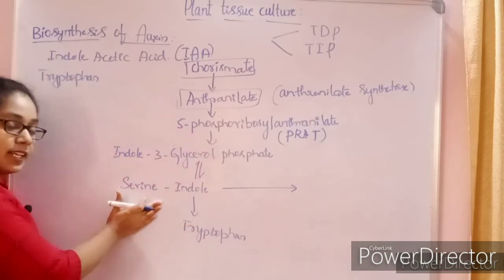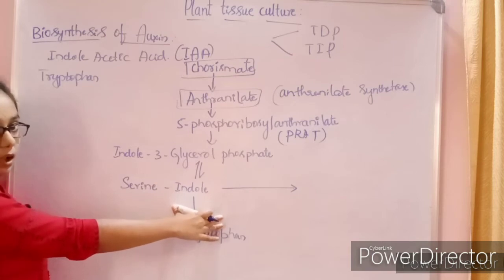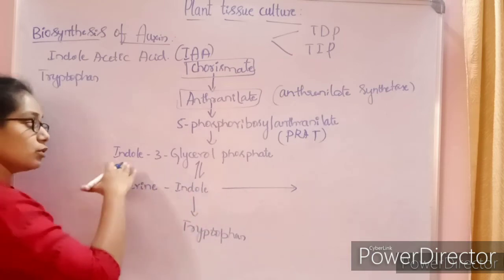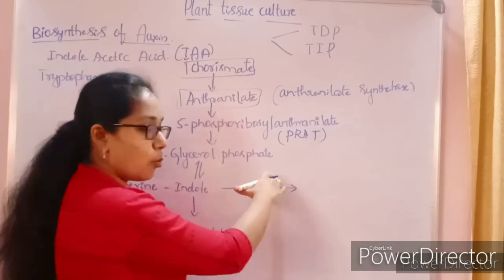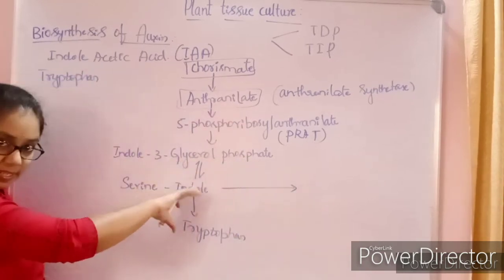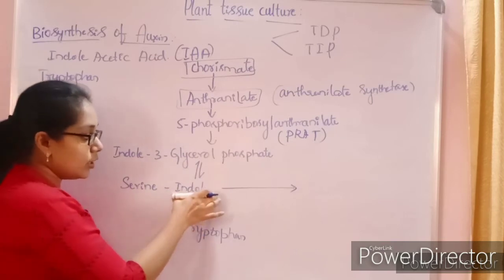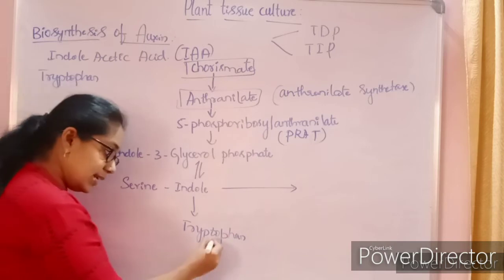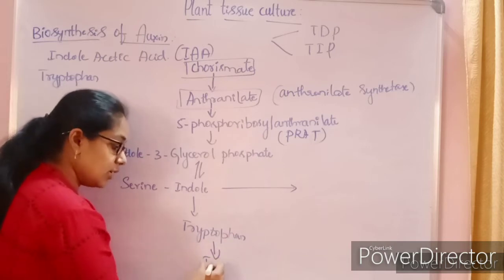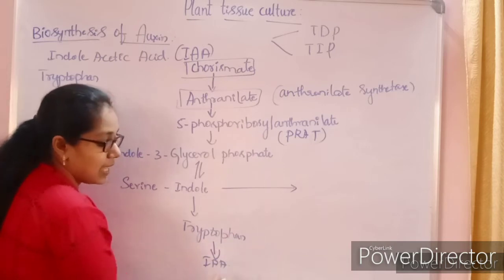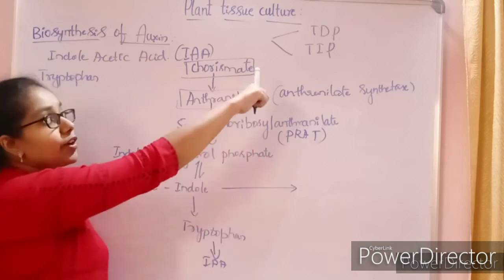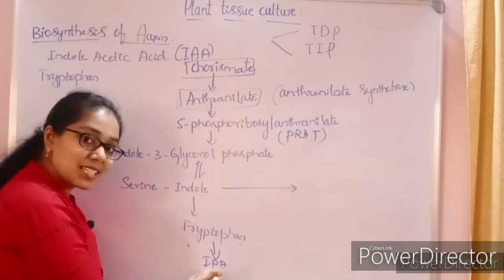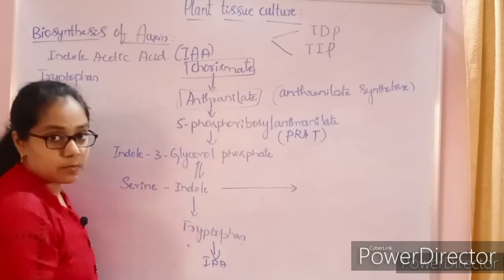One is serine, another one is indole. Okay, so the serine and indole have the capability of being reconverted into indole 3-glycerol phosphate. Why? Because it is a reversible reaction, and now this indole will get converted into tryptophan. Later this tryptophan gets converted into indole acetic acid. So this is the tryptophan dependent pathway. Why? Because from the tryptophan this indole acetic acid is produced.